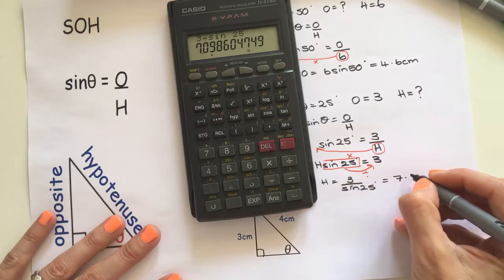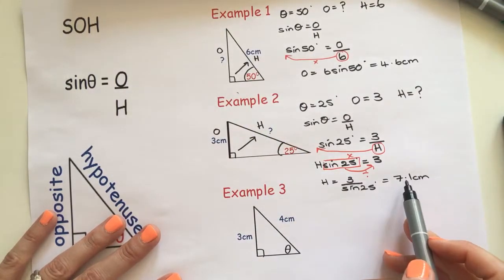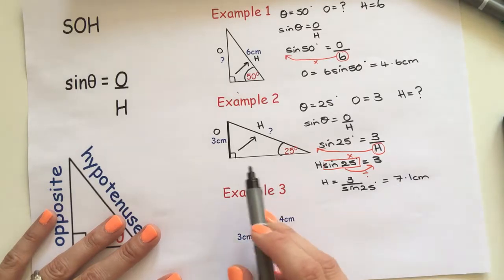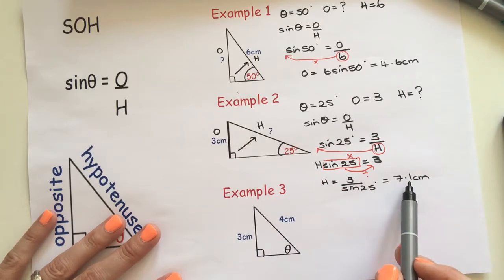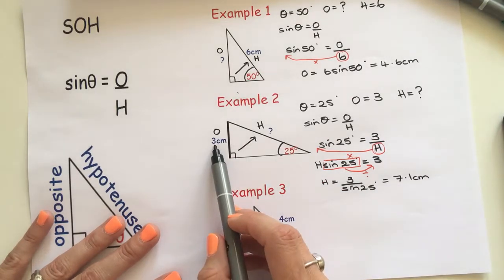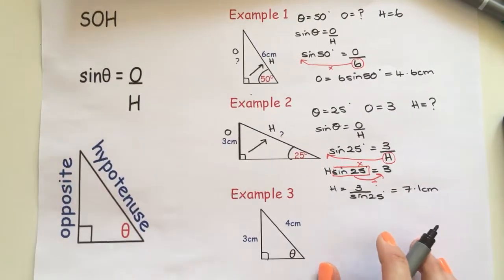If I put this in my calculator, 3 divided by sin 25, this gives me a value for H of 7.1. Now, if you want to sense check this, you should be making sure that this is the hypotenuse, so we know that this should be longer than the opposite, which it is, because H is 7.1 and the opposite is 3, so it is bigger. So we can say that that one's fine.